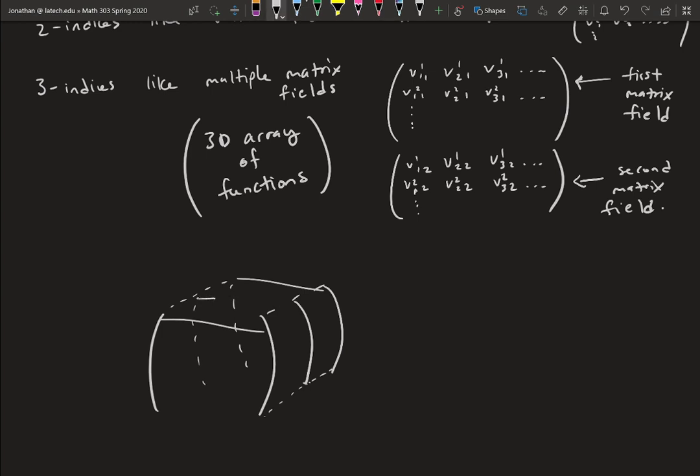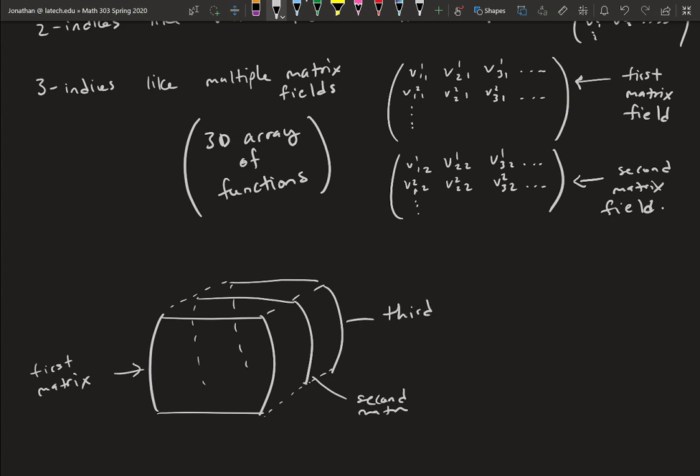So you could have 3 matrices right here: first matrix, second matrix, and then third matrix. Now, does that make sense?